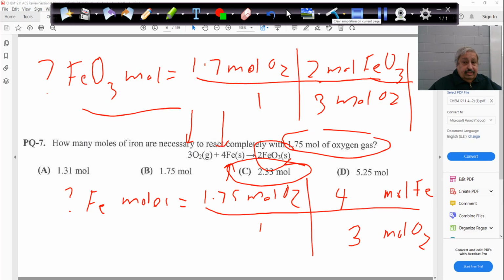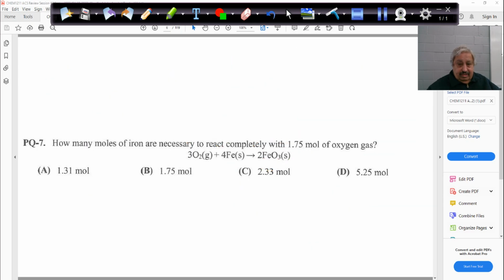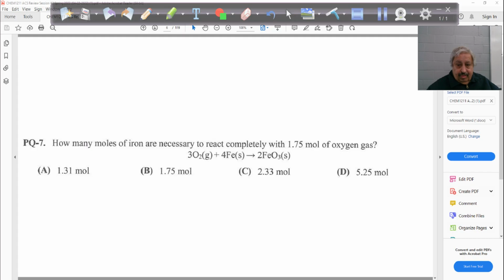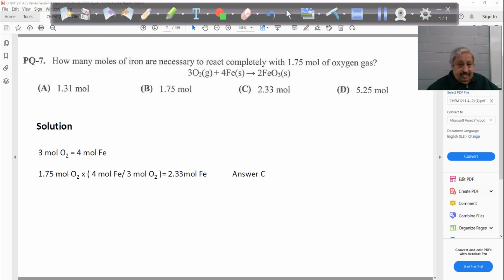Can I take this one out? And you can even do it for the products. You see here, I did it for the products. It's not asked, but I showed you this. You can do it for the product as well. So let me take this one here, and then let's see. The answer is C, 2.33.